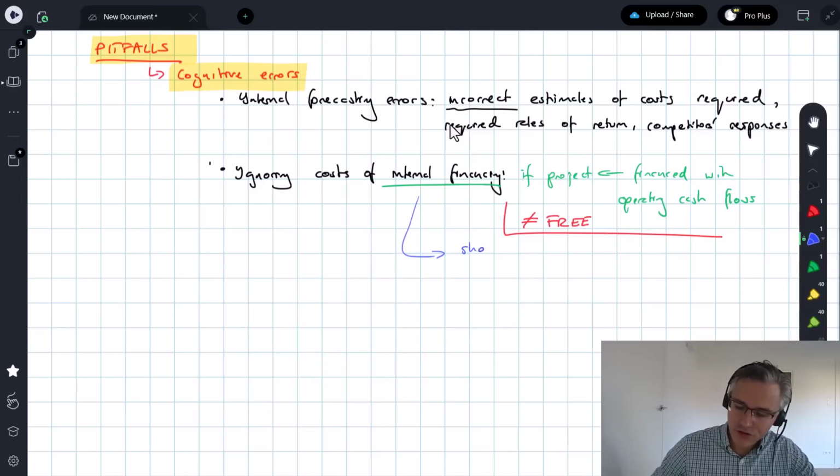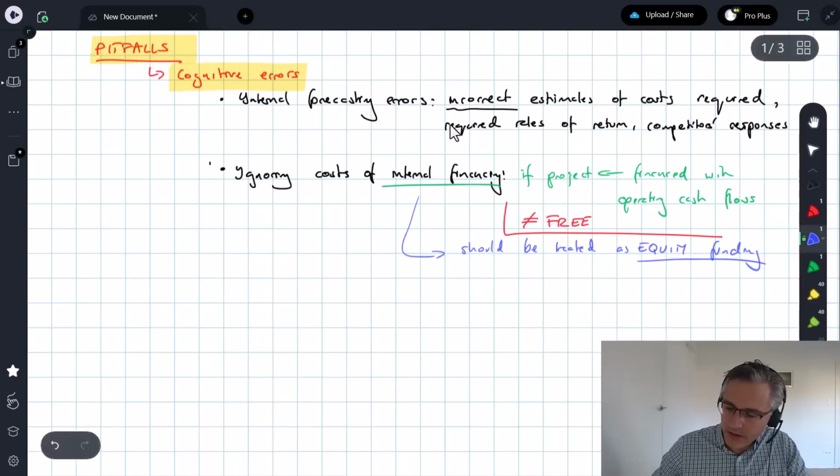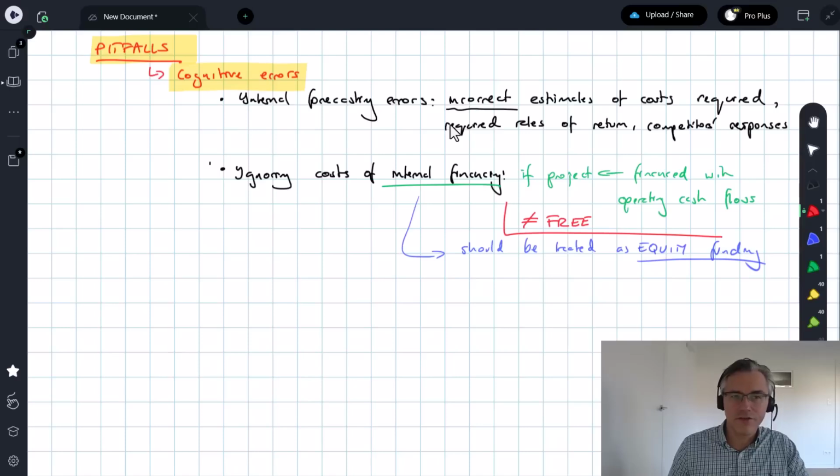So it should be treated the same way as you would treat equity funding or equity financing, because in a way it is indirectly equity funding. It could have gone to the shareholders, but shareholders have, I guess, allowed you to keep the money and spend it on an internal project, reinvest that money. So you should treat it equally to equity funding, and you definitely shouldn't associate such financing, internal financing, with a lower R, a lower required rate of return.